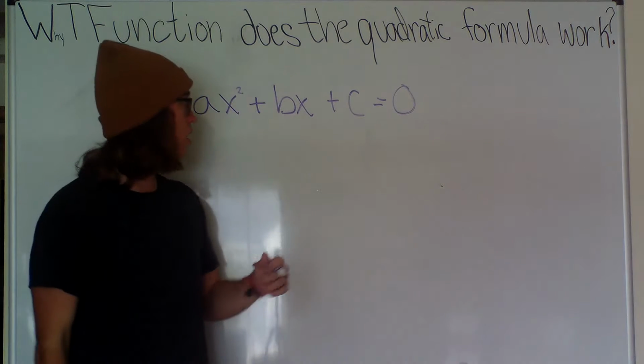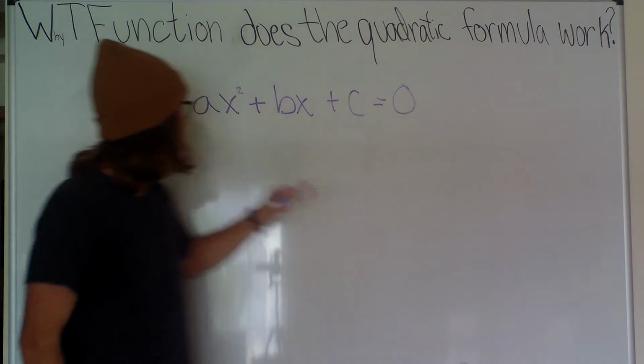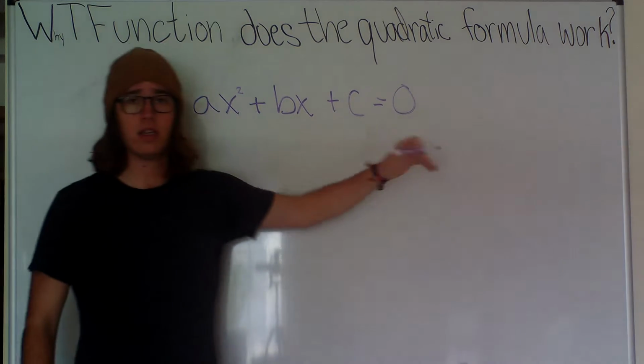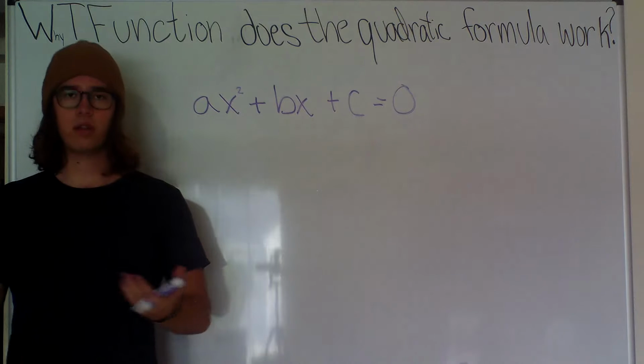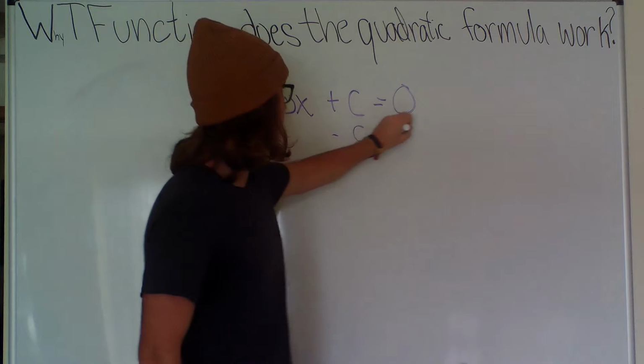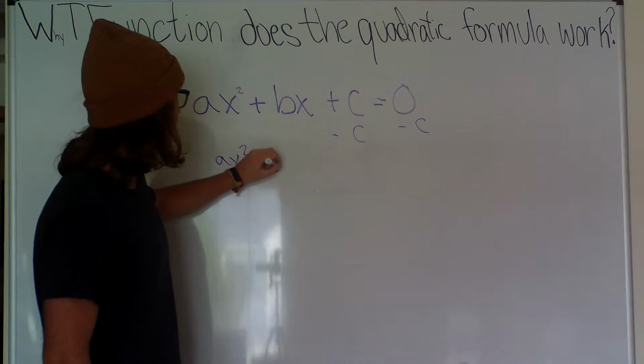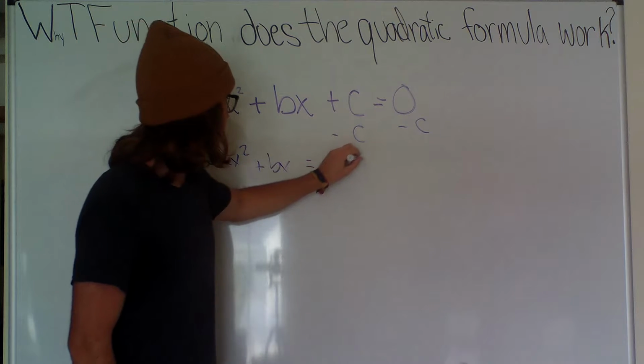So we begin with our typical quadratic equation, ax squared plus bx plus c equals 0, and we want to solve for x. So how do we begin? Well, the easiest step, subtract c, subtract c. Okay, cool. Then we have ax squared plus bx is equal to negative c.